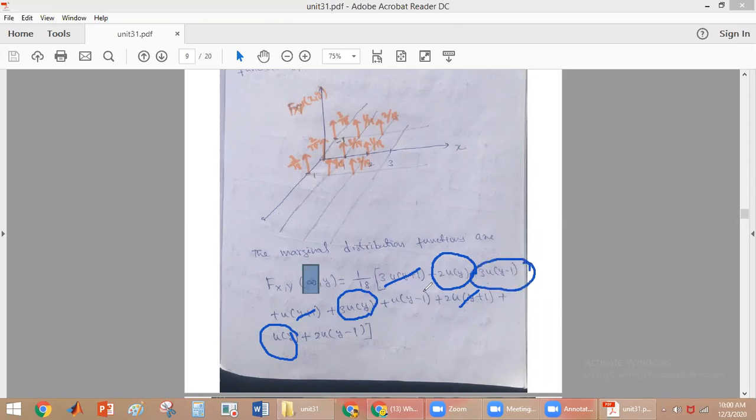How many terms are there? If you count here this one and this one, we have to add all these amplitudes. So it is 6 u of y minus 1. Like that we will be adding this.